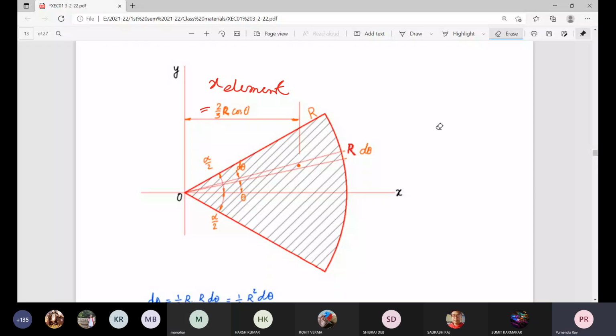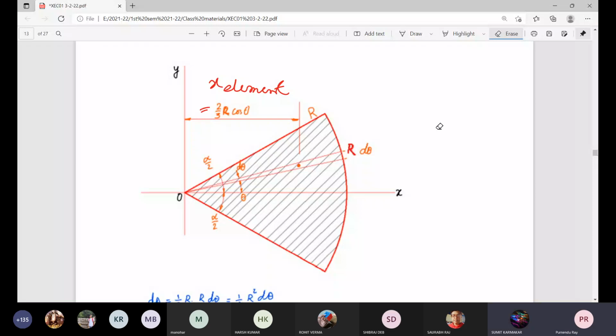Centroid, individual centroid. The height of this triangle to find the area of this element, that is dA, is half multiplied by r d theta, that is base multiplied by the height.